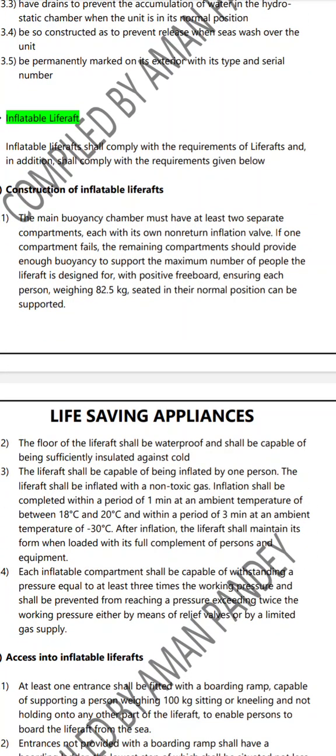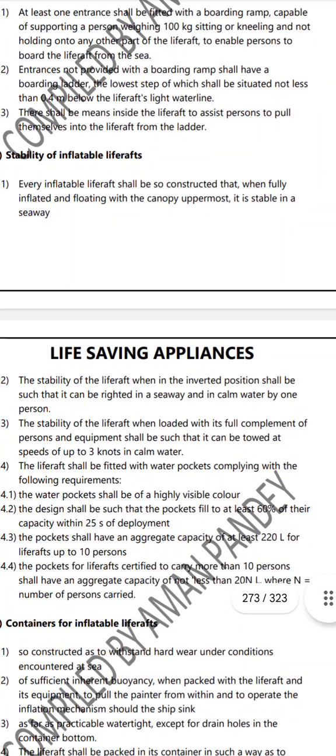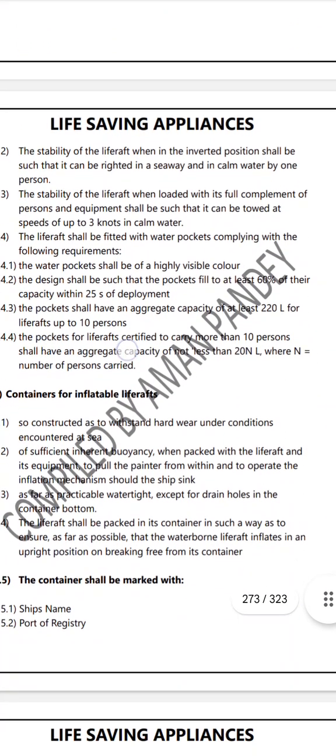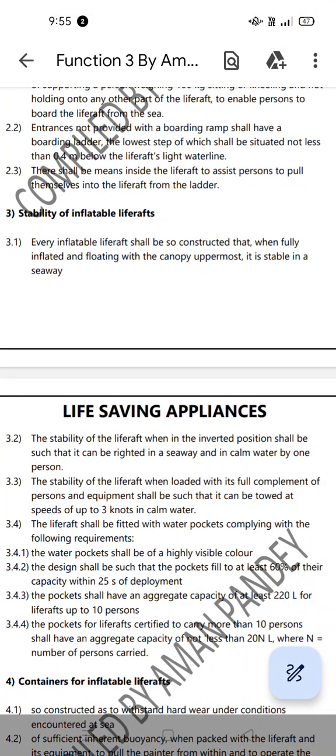So yeah, inflatable life raft, access to inflatable life raft, and stability of inflatable life raft. Stability, so tell me about the stability. What are the stability requirements, how is it?